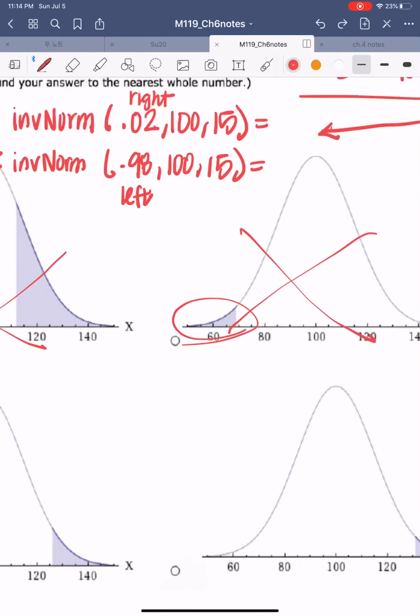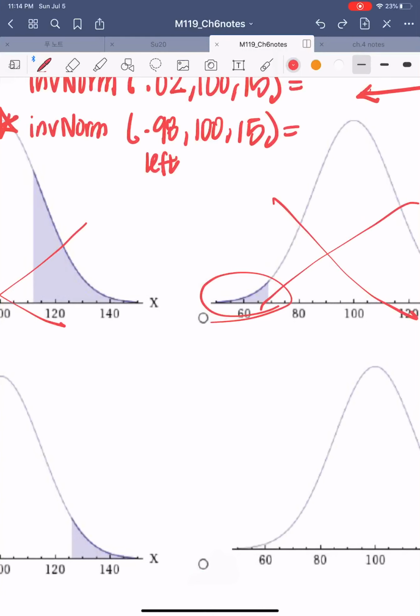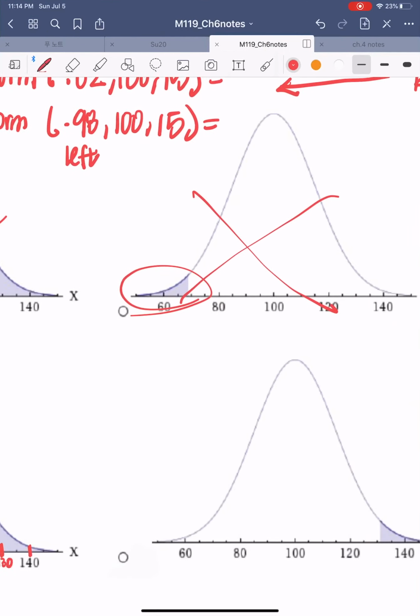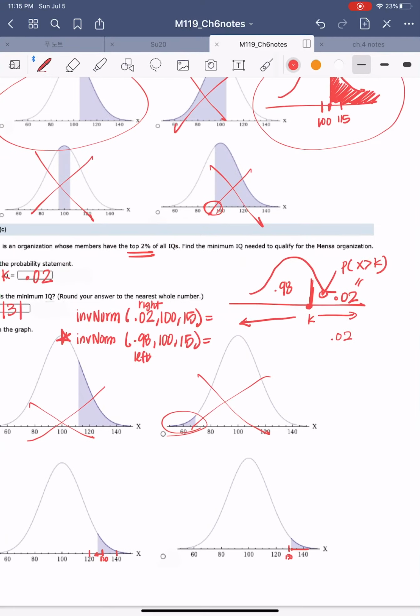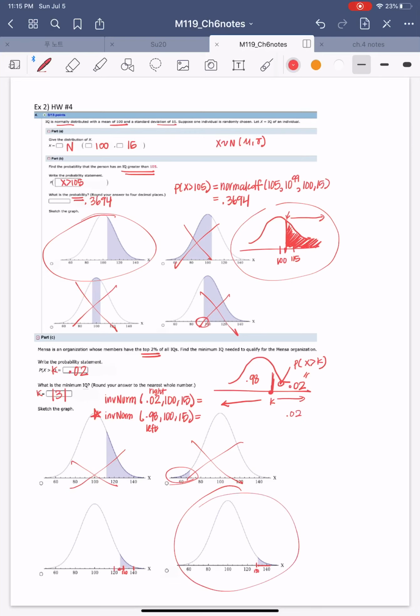So this is 131. So 130 should be here, right in the middle. It looks like this is going below 130, so that's not good. Next one, there's a 130 mark here. So 131 looks reasonable. The last graph looks more like 131 and on.